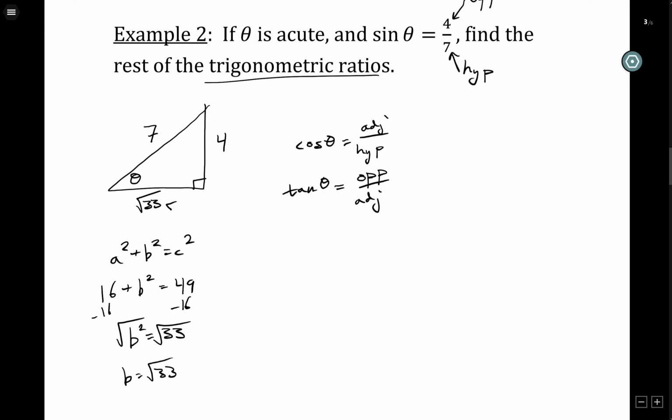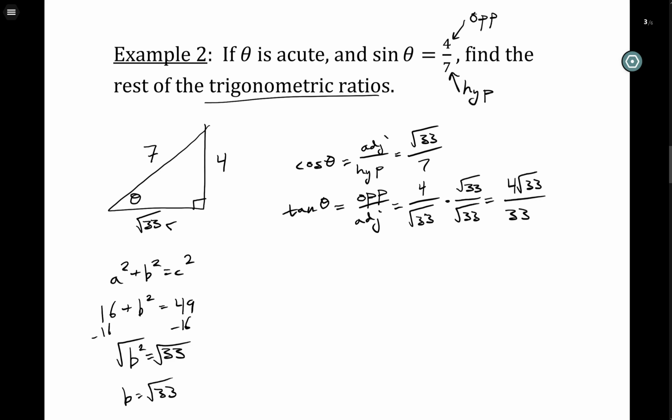So, okay, now I know cosine, because I know the adjacent side. So cosine is root 33 over 7, the hypotenuse. Tangent is opposite, 4 over adjacent, root 33. Now, hold up. I have a square root on the bottom of my fraction. That's not allowed. How do I cancel it? Think about it. You remember this. If I multiply by the square root of 33 over the square root of 33, I'll be left with 33 on the bottom. Great. I canceled the square root, and I have 4 root 33 on top.